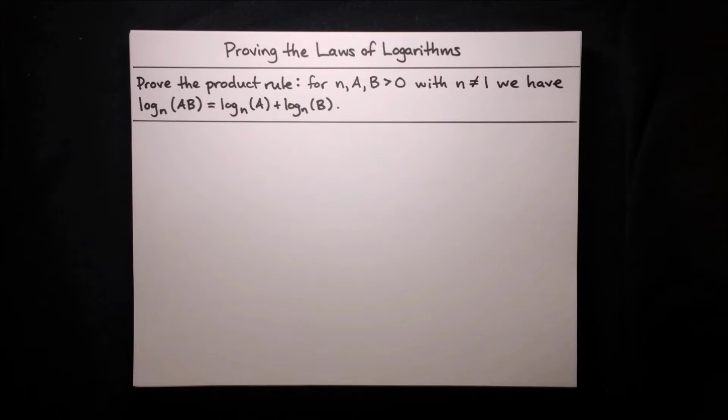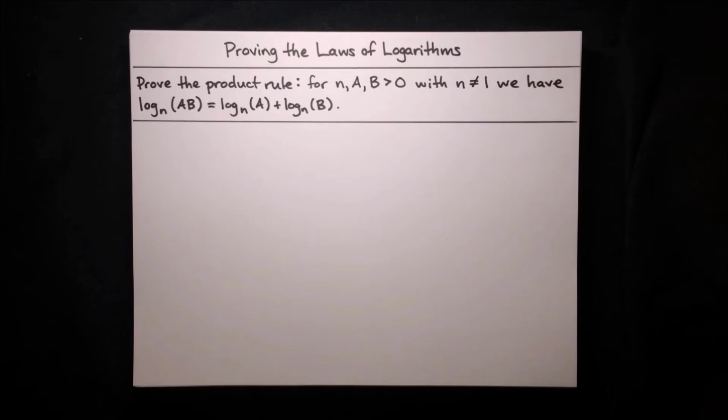In this video, I'm going to show you how to prove the laws of logarithms. So first of all, we want to prove the product rule. That is, for numbers n, a, and b greater than 0 with n not equal to 1, we have that the log base n of the product ab is equal to the log base n of a plus the log base n of b. So how should we start off this proof?